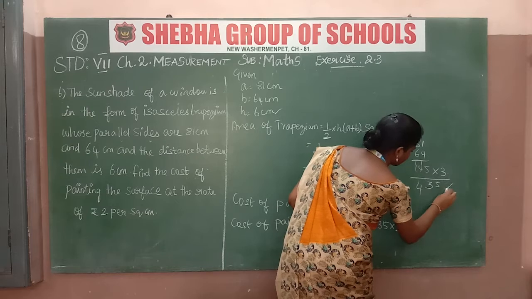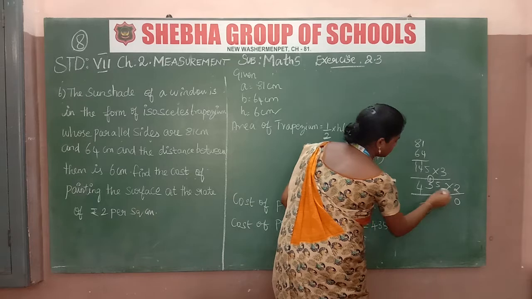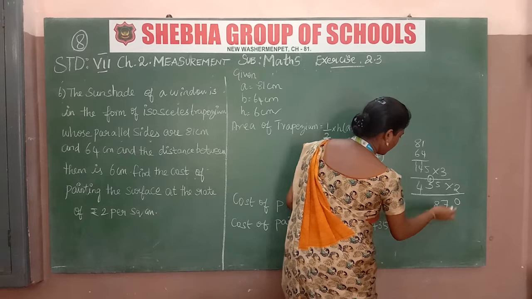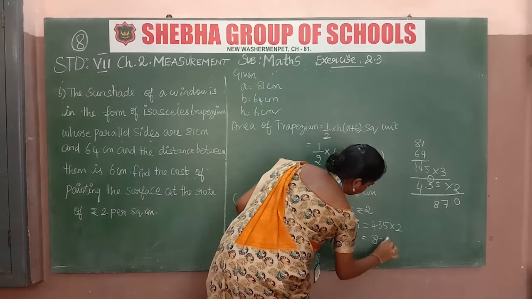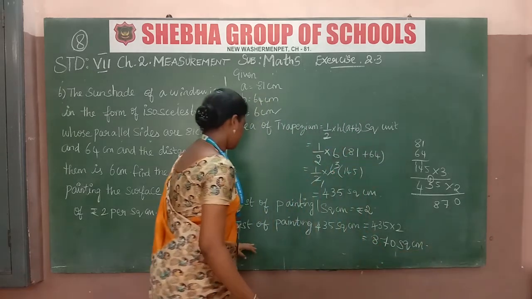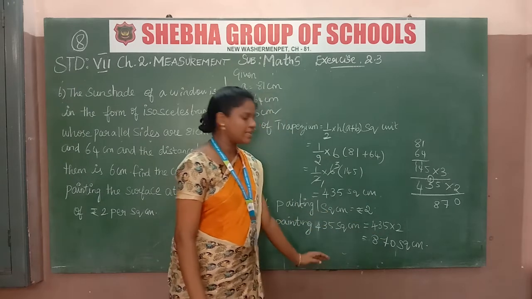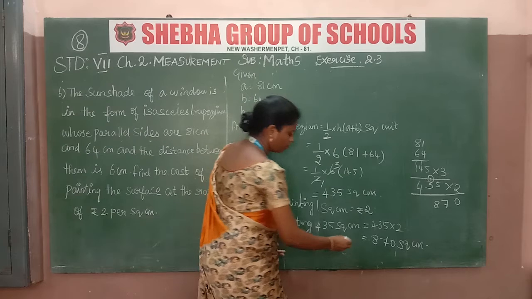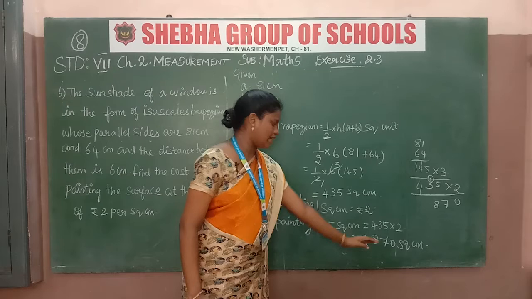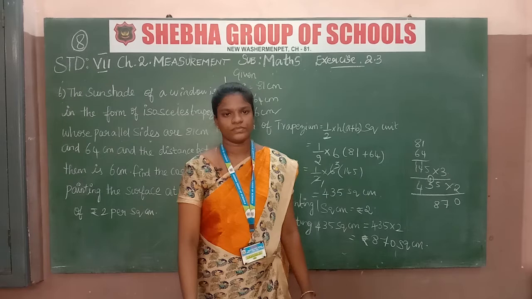We multiply by 2, in 2 tables, 2 fives are 10, 2 threes are 6, 6 plus 1 is 7, 2 fours are 8, so 870. This is the cost of 435 square centimeter, so rupees 870. Okay? So the value is 870.